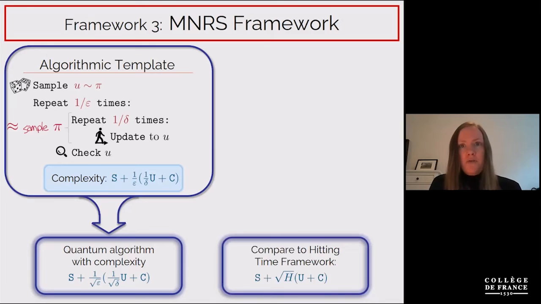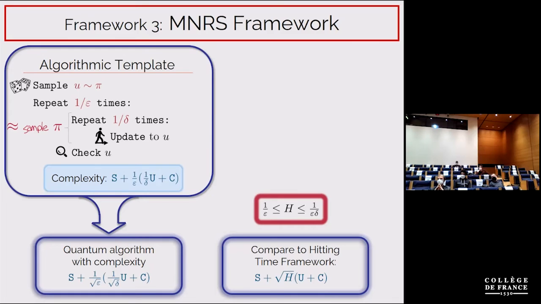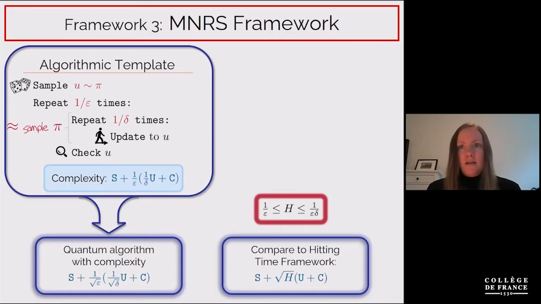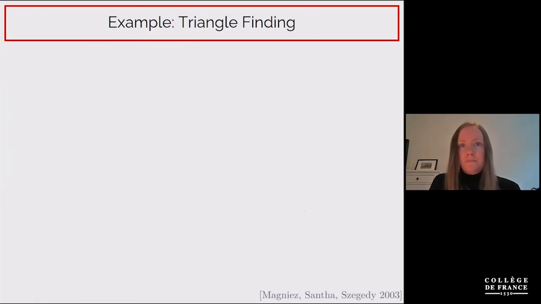Let's compare this to the hitting time framework, where we also restrict to starting in the stationary distribution. Note that the hitting time is between 1 over epsilon and 1 over epsilon delta. So this framework generally does more updates than the hitting time framework, but fewer checks. This could be beneficial in settings where the update is much faster than the check. So let's see one example of such an application.